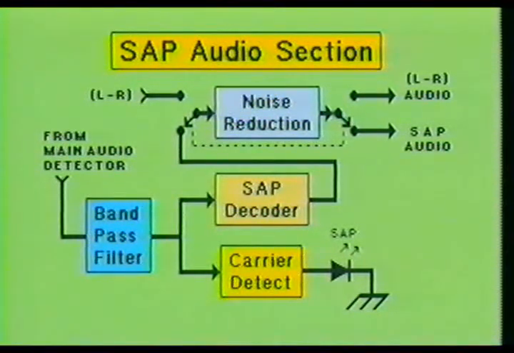The carrier detect stage looks for the presence of the SAP signal. When the SAP signal is present, an LED will indicate that a secondary audio program is being received. The SAP decoder demodulates the frequency-modulated secondary audio program information into a low-level audio signal. In most television receivers, the low-level secondary audio signal will use the same noise reduction stage that the L-R signal uses. Therefore, a set of switches will route low-level audio from either the L-R or SAP signals into and out of the noise reduction stage.